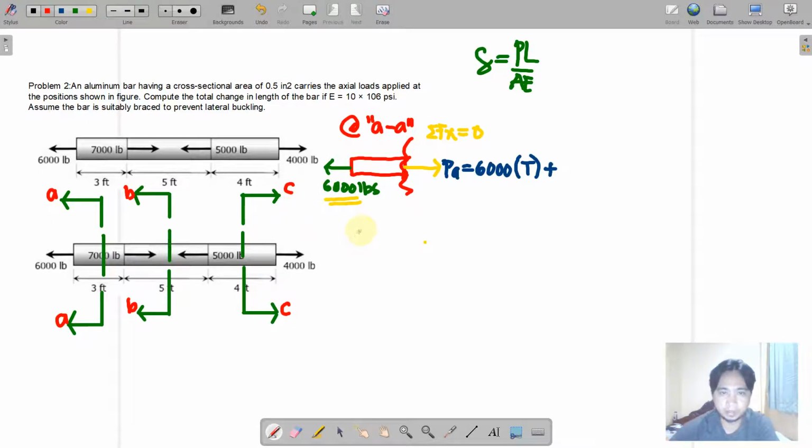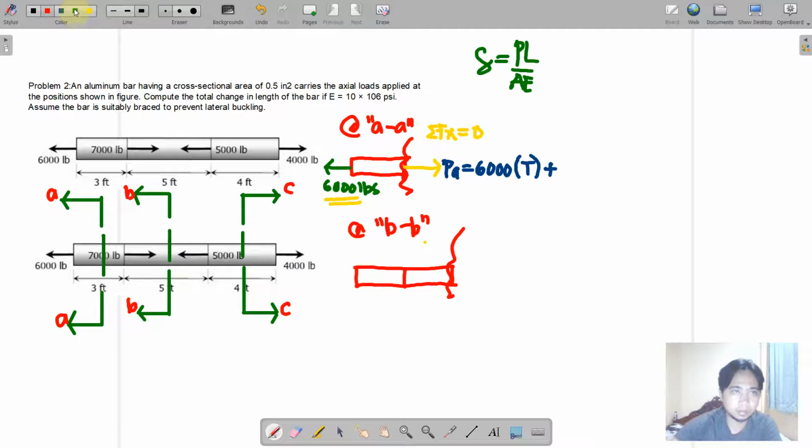considering the section BB. At section BB, first we have to draw BB. It covers two segments here but cut into the middle. Of course, all the forces on the left portion will be considered now. First we have here the 6,000 and rightwards 7,000.